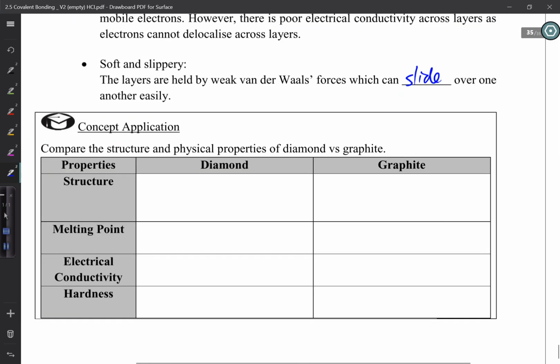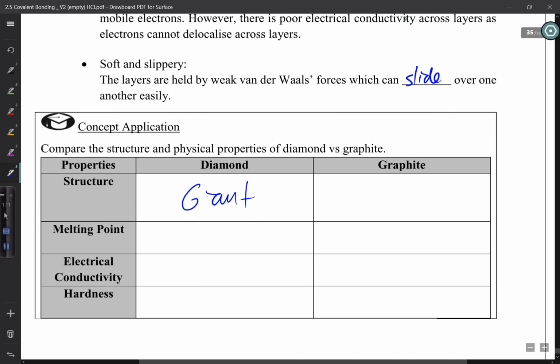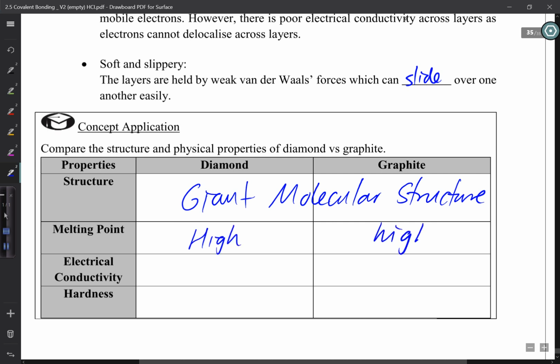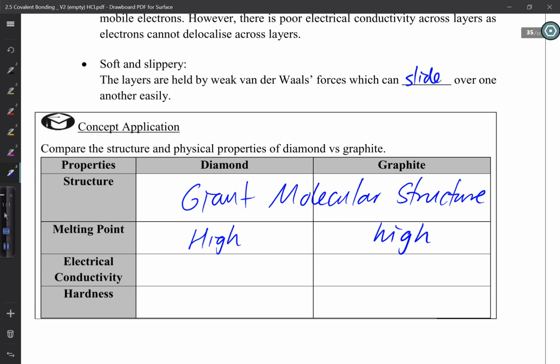Alright. So here's a table for you to summarize and compare the differences between diamond and graphite. In terms of structure, both diamond and graphite are giant molecular structures. So what about melting point? Diamond is high, graphite is also high. If you ask me which one is higher, I also don't know. It really depends. There are different kinds of graphite as well. Is it true that it's above 3,000? Yeah, it's above 3,000 definitely, but 3,000 what?